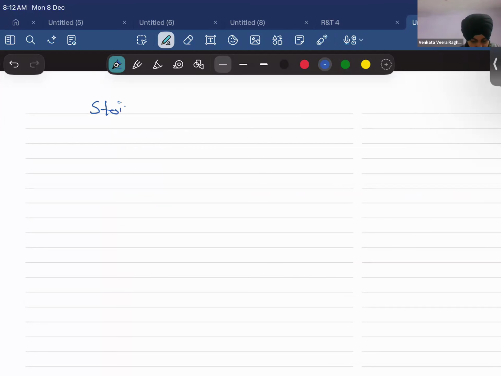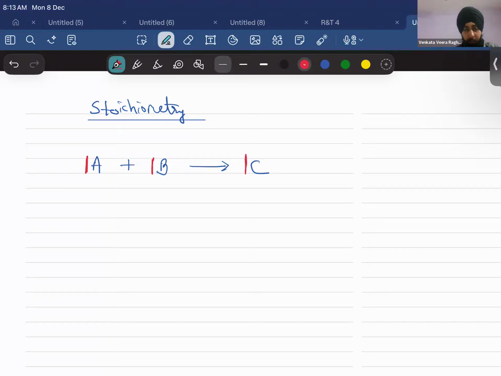Stoichiometry. So what do we mean by stoichiometry? Let's say any reaction is happening, something like this: A plus B gives me C. What do we understand with this? We can simply understand that one molecule of A reacts with one molecule of B to produce one molecule of C. That is what stoichiometry says. One molecule of A, if it reacts with one molecule of B, then only it will give you one molecule of C. Okay, I think it's fine.